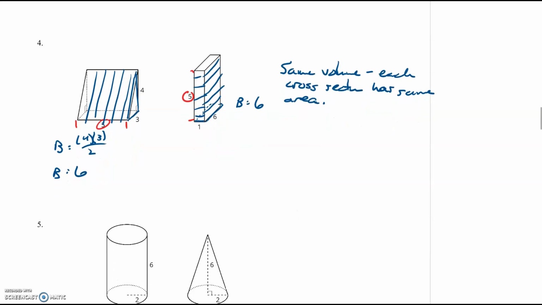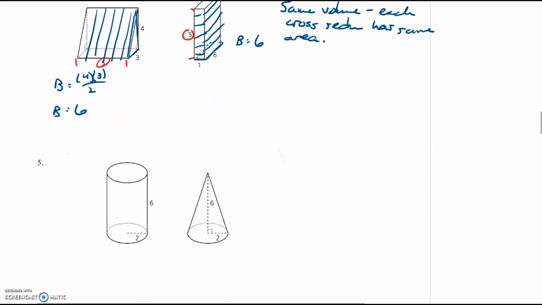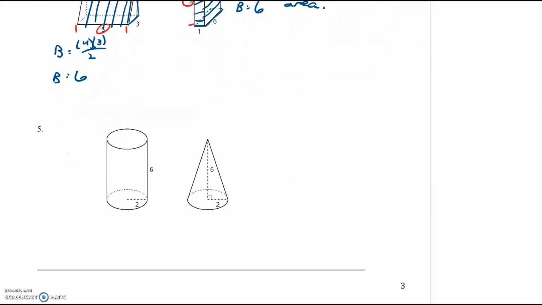Okay, moving down to number 5 here, our last one. Let's take a look. We have this cylinder on the left. The base area is a circle, so it will be pi times that radius of 2 squared. So the base area is 4 pi. The cone on the right, same thing. I have a base of 4 pi. So let's take a look at what happens with the height. Notice my cylinder has a height of 6. My cone also has a height of 6.